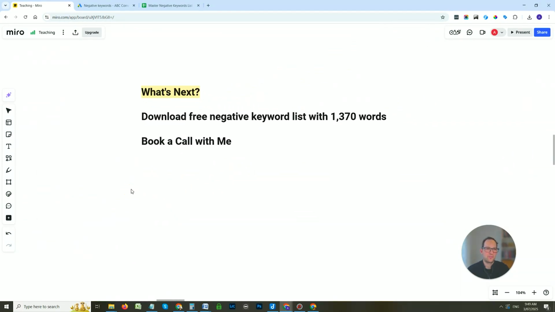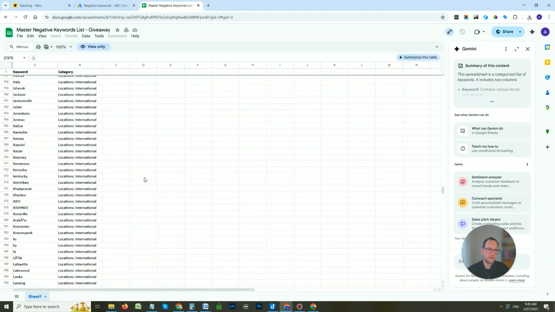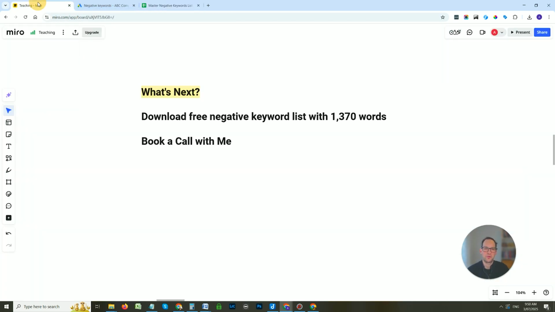If you want to save yourself some time, I recommend downloading my free negative keyword list. It's got over 1,300 different keywords. Entering a lot of these keywords into your negative keyword list is really going to boost the quality of the leads you get and decrease the cost of the conversions.